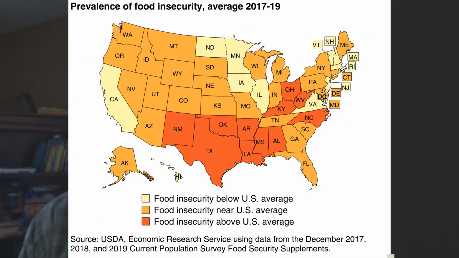When we think about where these things occur in the United States, we can take a look at the prevalence of food insecurity, and perhaps unsurprising to some of you, the dark orange are where we have food insecurity above the U.S. average. So above that 10% line, we see predominantly southern households.